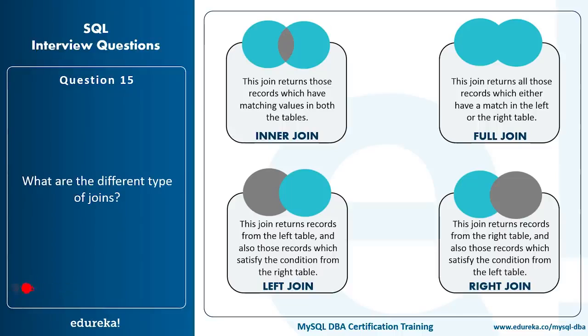Similarly, the right join is just vice versa. The right join returns the records from the right table and also those records which satisfy the condition from the left table. So whenever you apply the right join to table A and table B, and consider that table B is the right table, you'll get all the records from table B and also the matching records from table A which satisfy the condition. So these are the various types of joins that you need to talk about, guys.